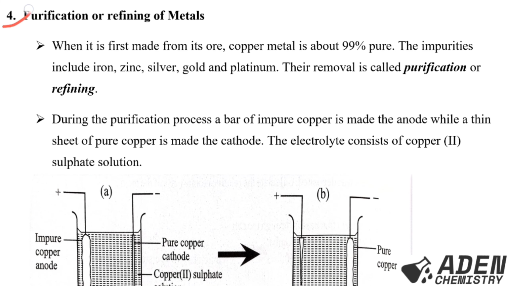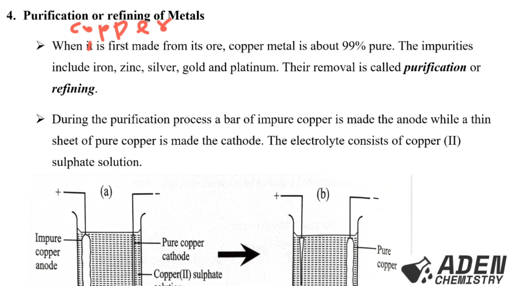Next, the fourth application of electrolysis is called purification or refining of metals. So we're saying when copper is first made from its ore, copper metal is about 99% pure. The impurities present in copper include iron, zinc, silver, gold, and platinum. And we are told their removal is called purification or refining.